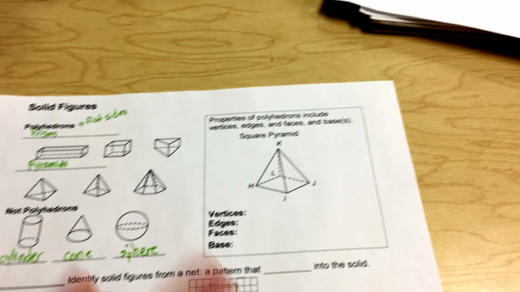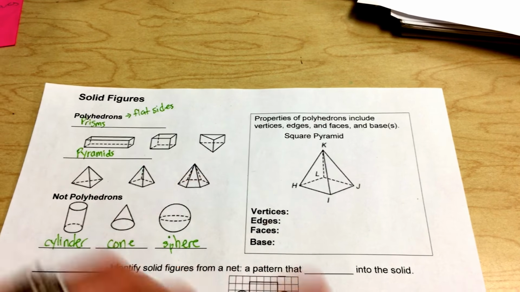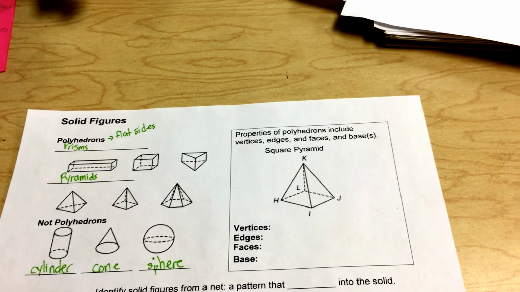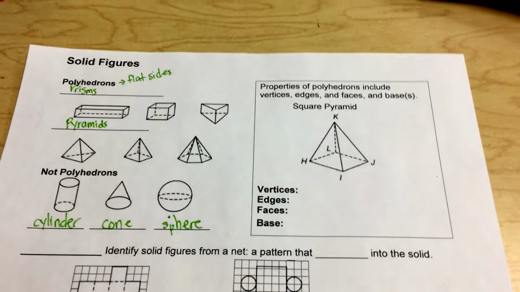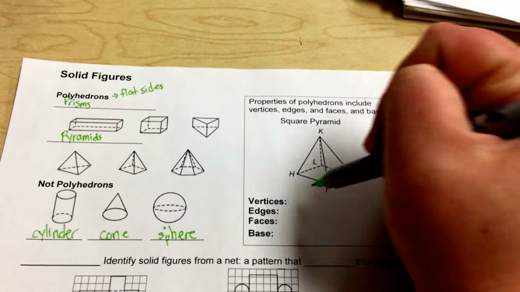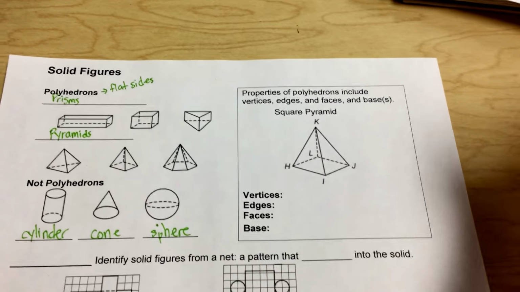So polyhedrons, going back to these 6 shapes, have some things that we know about. And you guys have heard these before. They have vertices, edges, faces, and bases. So vertices are points where the edges meet. They're going to be kind of like the corners.